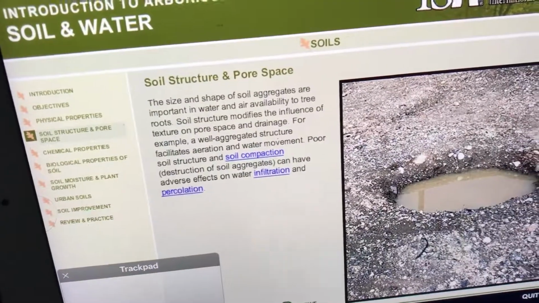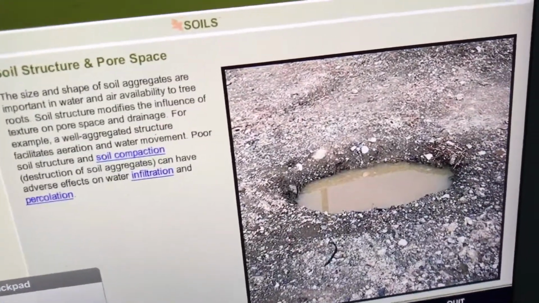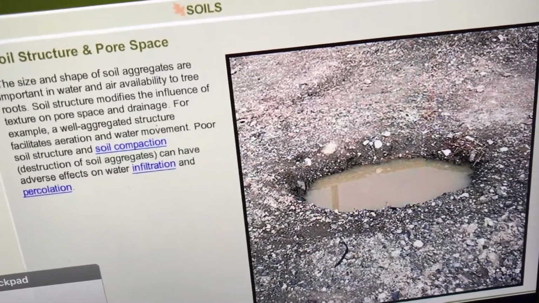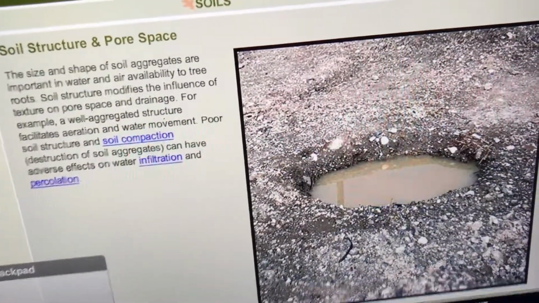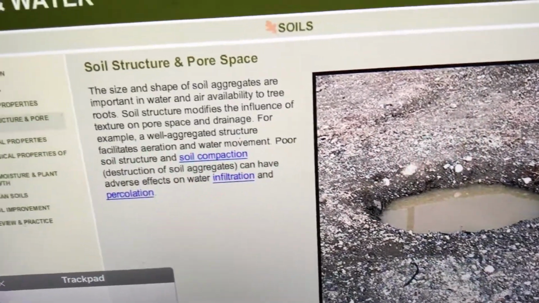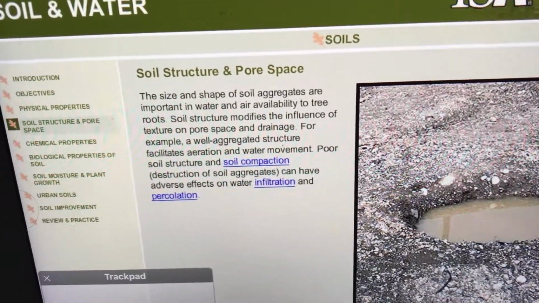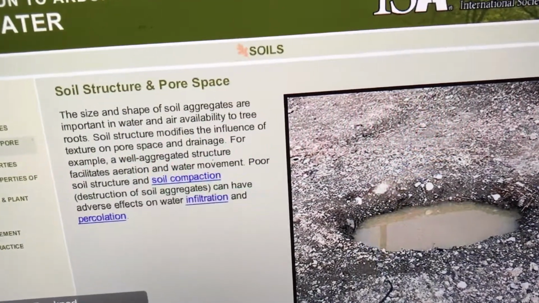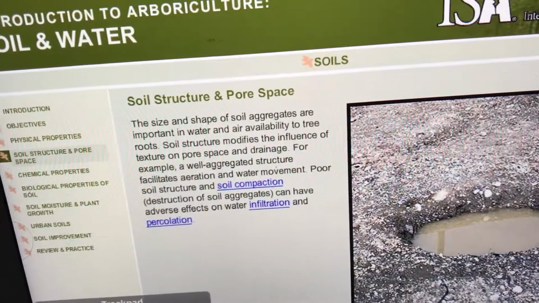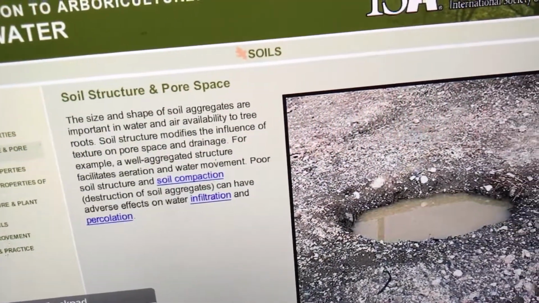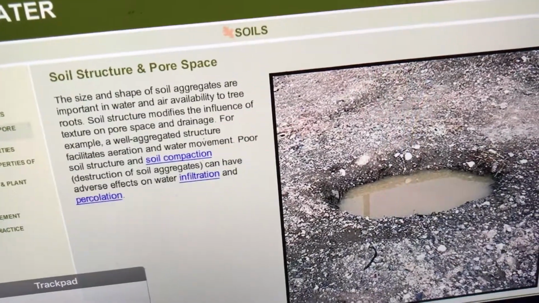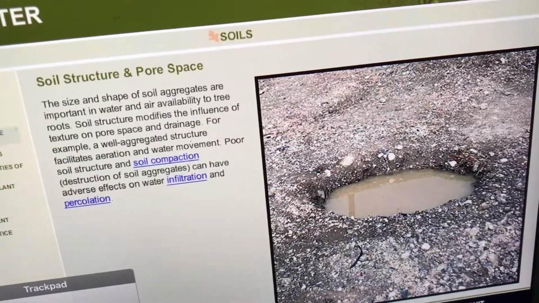The size and shape of soil aggregates are important in water and air availability to tree roots. Soil structure modifies the influence of texture on pore space and drainage. For example, a well-aggregated structure facilitates aeration and water movement. Poor soil structure and soil compaction, destruction of soil aggregates, can have adverse effects on water infiltration and percolation.